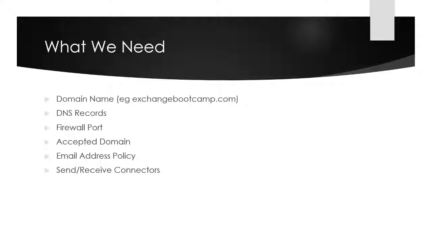Specifically, we need to create MX records to tell other servers on the internet where to send mail for our domain. We need to make sure that the firewall port is open for SMTP to get through from the internet to our server. And within Exchange itself, we need to configure an accepted domain, which is a domain that the Exchange server will accept mail for, an email address policy, which is one way of allocating email addresses to mailboxes on the server, and also send and receive connectors.